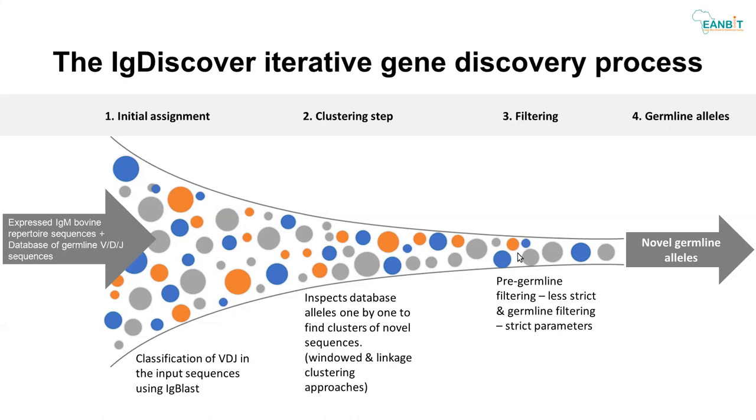The third step is the filtering step, which happens in two ways. Pre-germline filtering is less strict, and we expect more novel alleles to be discovered. Lastly, germline filtering is more strict, with strict parameters to get more accurate novel alleles at the end. Now we have the final novel alleles. Something I didn't mention: the inputs were expressed IgM bovine repertoire sequences, as well as a germline VDJ database as the reference in the process.